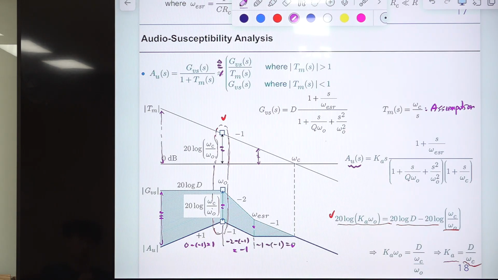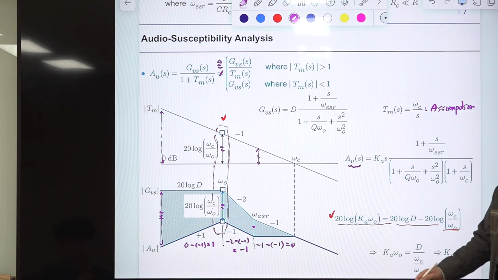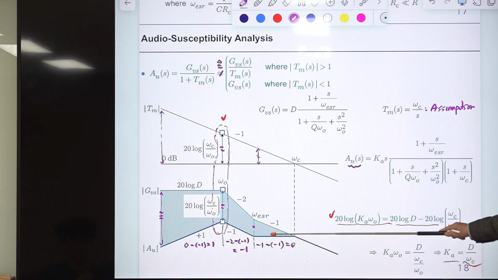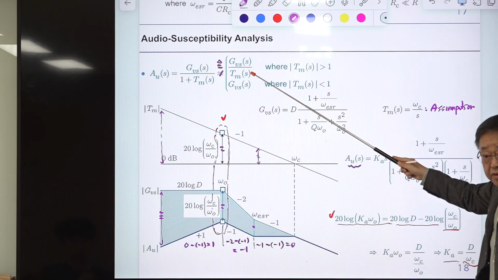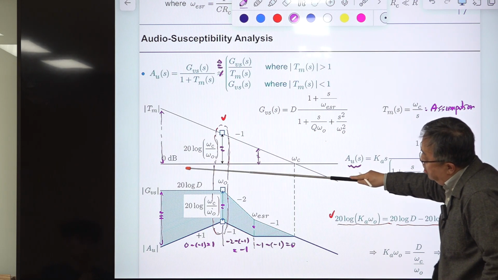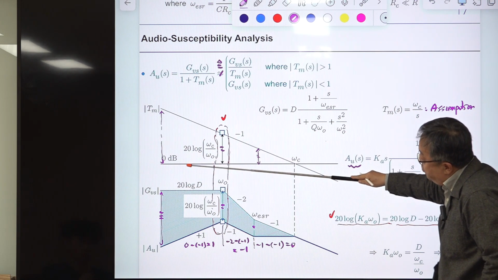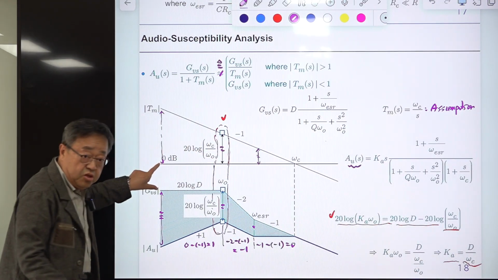Okay, this is the result of this analysis. But I have several comments on this. What is the meaning of this audio susceptibility curve? The input to output noise transmission characteristic without feedback is this one. So a sinusoidal disturbance at this frequency is just attenuated this much.